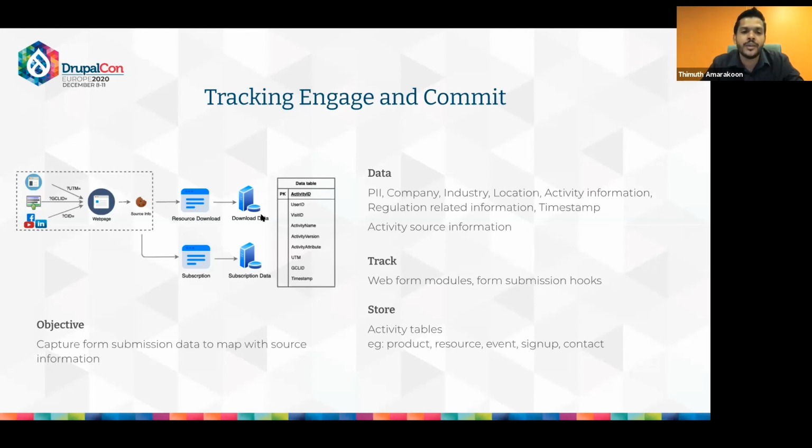Now for this activity, you can say, okay, this ad campaign has influenced this product download activity. Or if they have subscribed to your services or free trials, you can say, okay, this website or this GCLID campaign has brought in these users to sign up with these campaigns. So again, it will be capturing the personal information in this stage, and you can use form submission hooks or web form modules to capture this information.